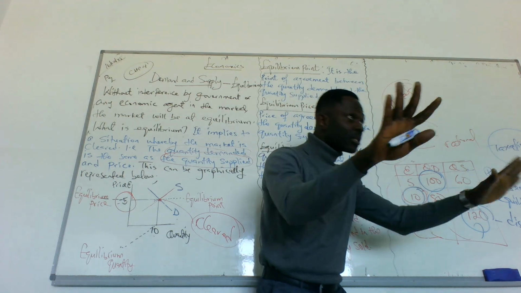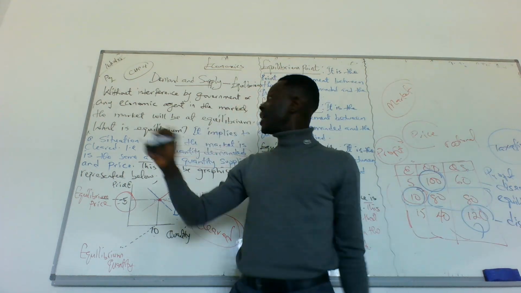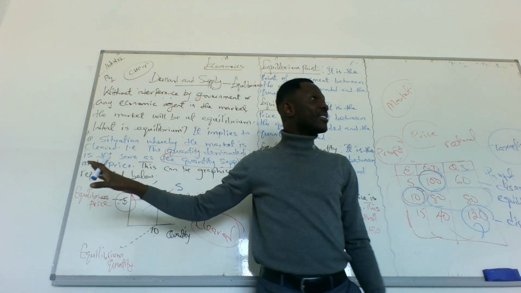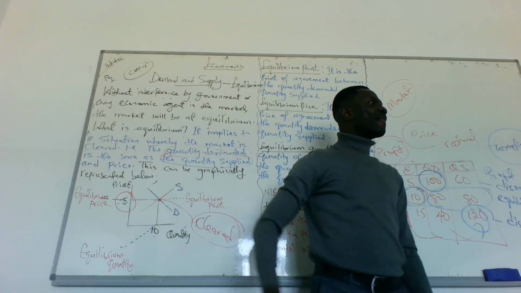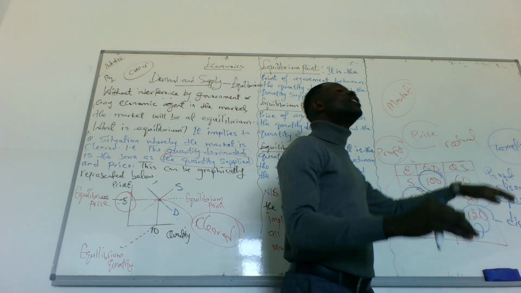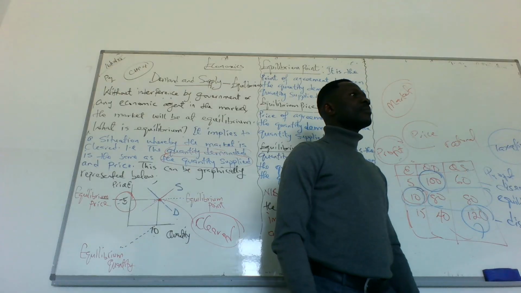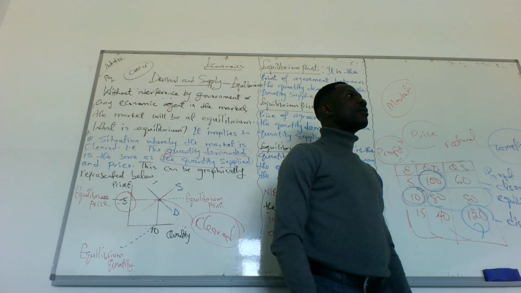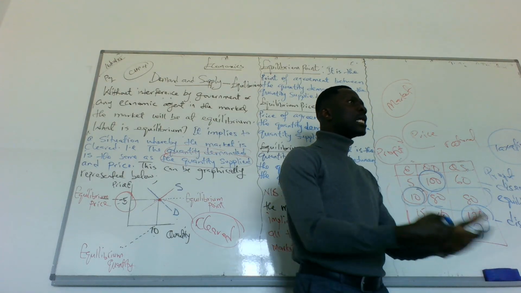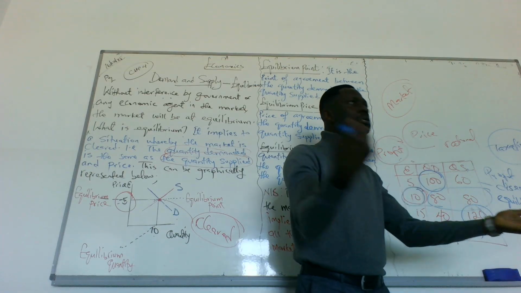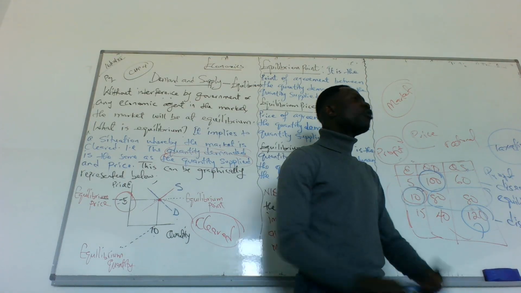Government has to leave us the way we are. That's why I said, without government interference. So if government interferes, it's going to be a disequilibrium. Disequilibrium, yes. The taxes are for extra stuff. No, taxes are levied on production, consumption. It's a compulsory levy.